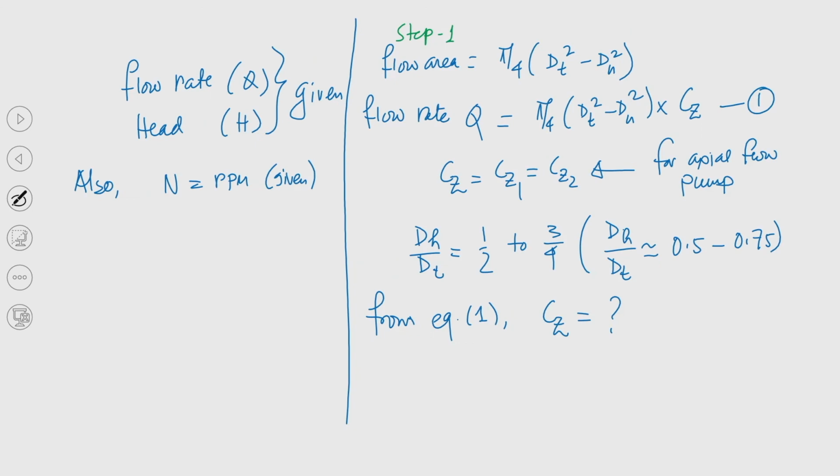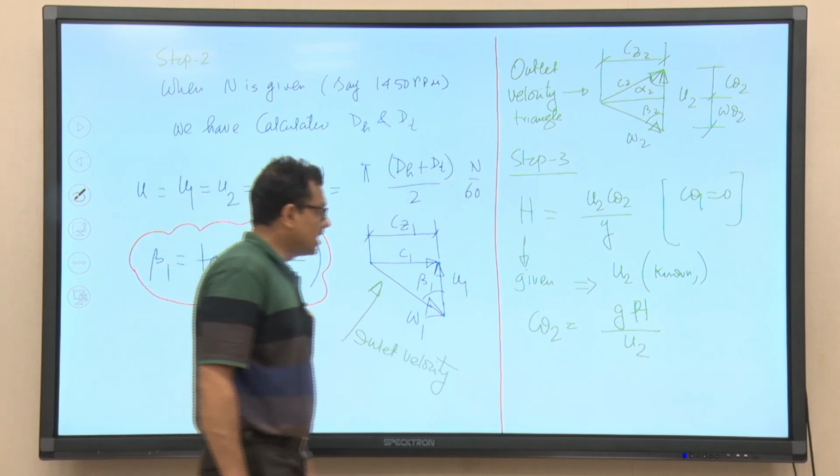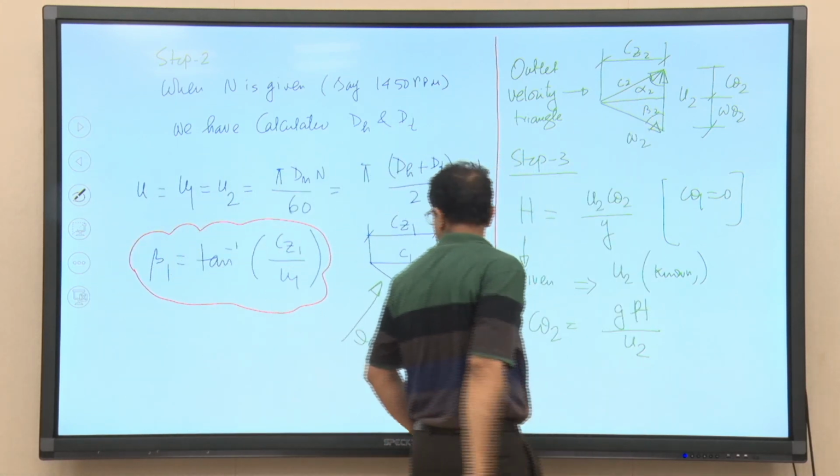Because H is given, head is given, right. From the given head we can write g H equals U2 C theta 2, and U2 we know. So, we can calculate C theta 2 easily, that is g into H divided by U2. Then what will we do? Next objective is to calculate beta 2 and alpha 2, already we know beta 1.